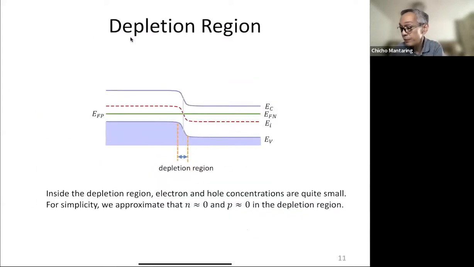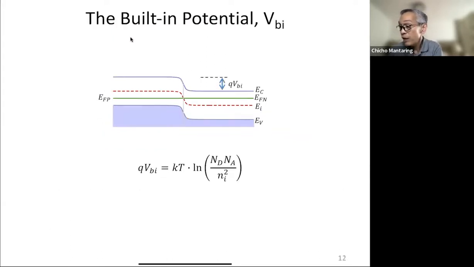Okay. So I guess I already mentioned this. In the depletion region, the values of N and P will be equal to 0. The amount by which the energy band shifts, there's an empirical formula for that, and that is given by this.